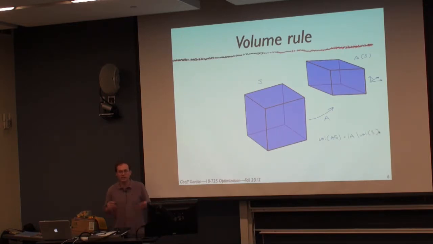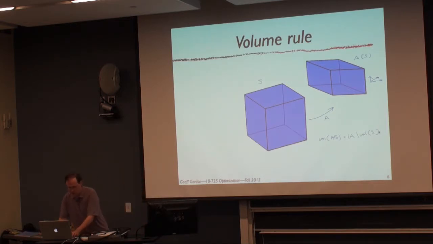So what that means is, if the determinant of A is small, that means it has at least one small eigenvalue, which means that A is going to take at least one dimension of the set and squash it flat, resulting in a small volume. If the determinant of A is large, that means that every one of the eigenvalues is large, which means that A is going to take our set and stretch it along all of the dimensions. So this is the volume rule.